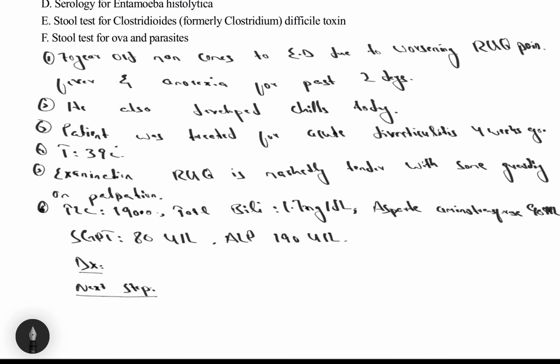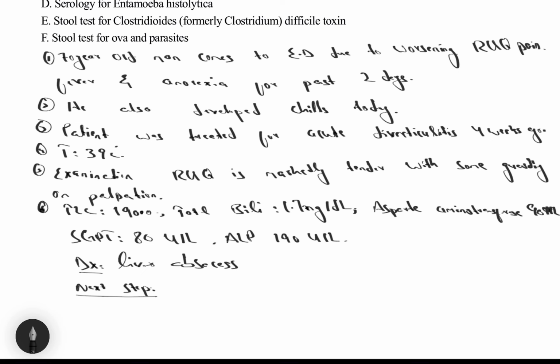So this is a 70-year-old man who came to the emergency department due to worsening right upper quadrant pain associated with fever and anorexia for the past 2 days. Today he developed chills. The patient was treated for acute diverticulitis 4 weeks ago. His temperature is 39. On examination, the right upper quadrant is markedly tender with some guarding on palpation. His WBC count is 19,000. Total bilirubin is 1.7. Aspartate aminotransferase is 90. SGPT is 80, and alkaline phosphatase is 190. Based on these hints and the CT scan shown here, the diagnosis of this question is liver abscess.